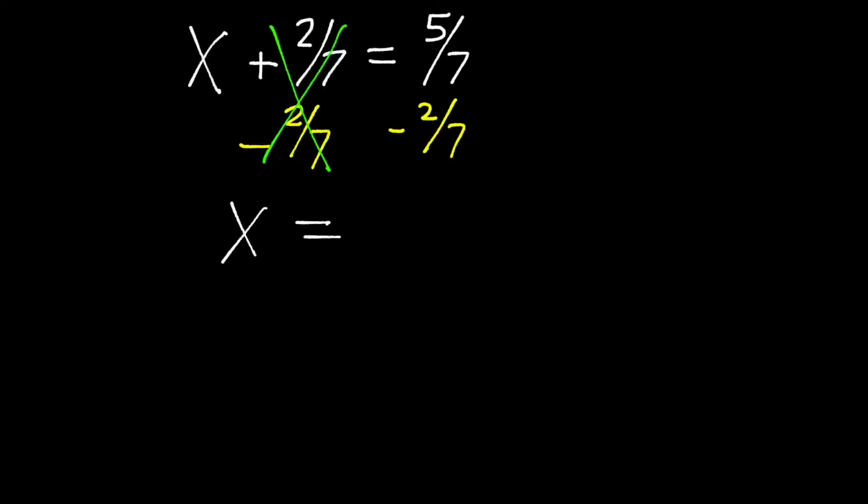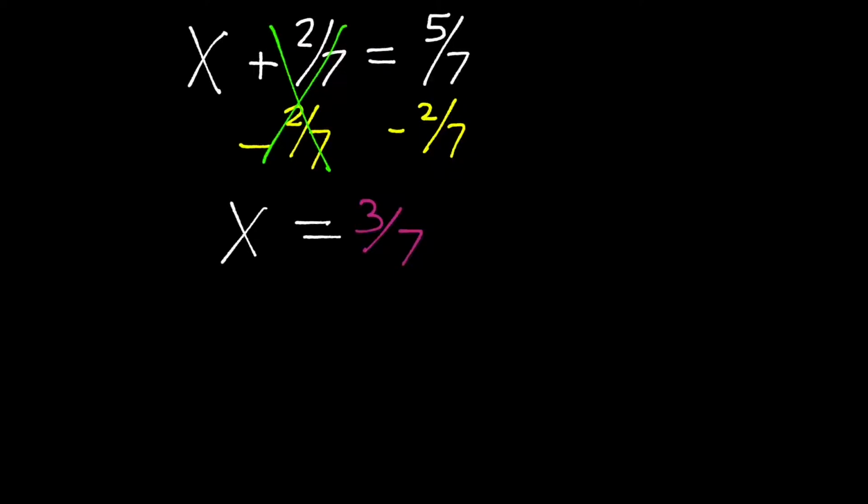Now I have 5/7 minus 2/7. And since they have the same denominator, I already know my denominator is going to be 7. And all I have to do is subtract the numerators. 5 minus 2 is 3. So we come up with the answer of x equals 3/7.